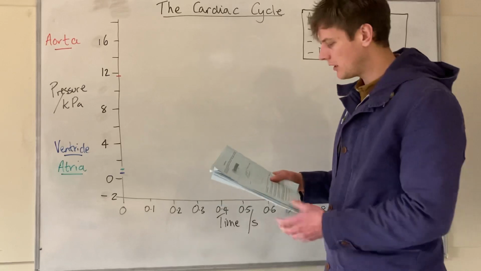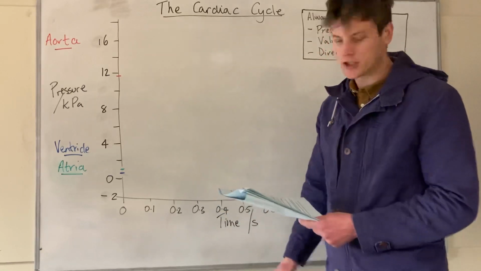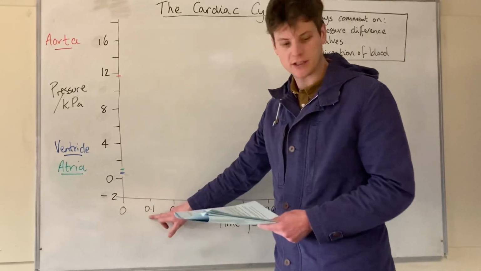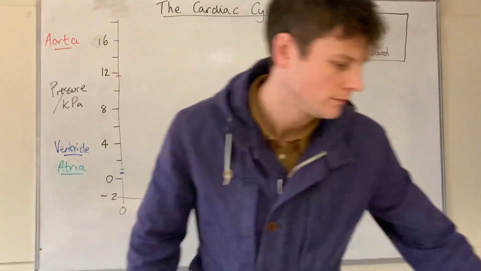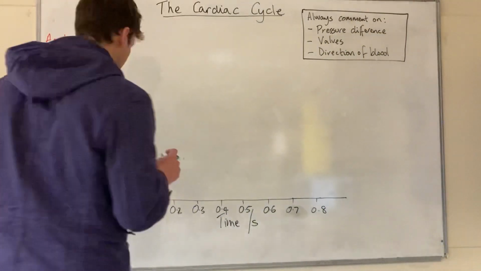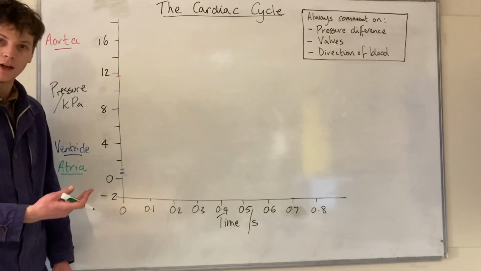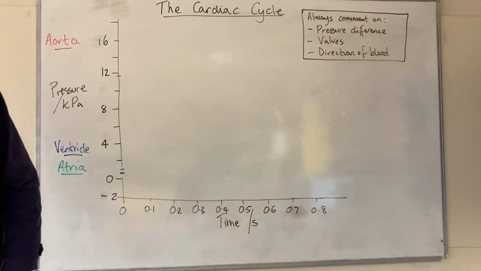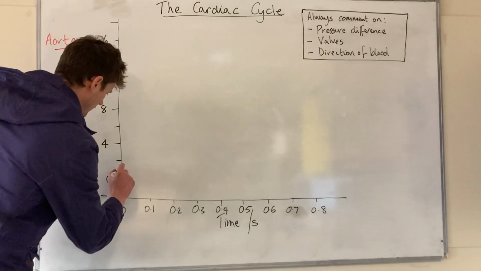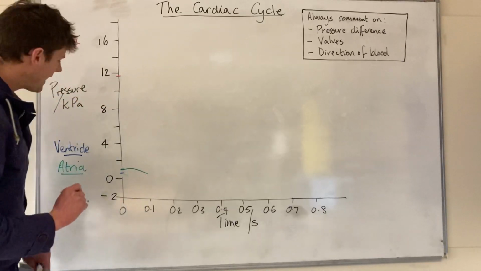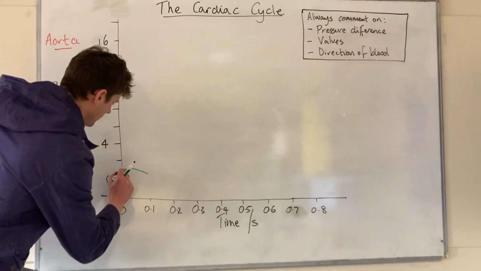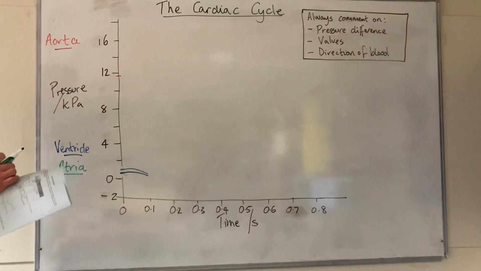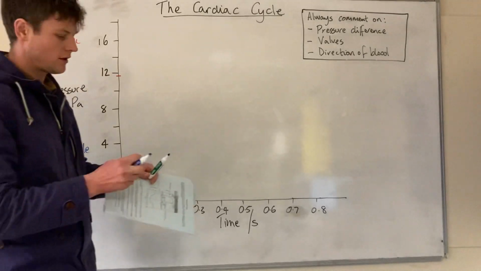Okay, so let's have a look at what's happening at each stage during the cardiac cycle, starting from 0 to 0.1 seconds. If you look carefully at your graph, and after you've colour-coded it, this will be much easier. You will see in the first 0.1 seconds that the pressure in the atria is greater than the pressure in the ventricle. So that is that first comment.